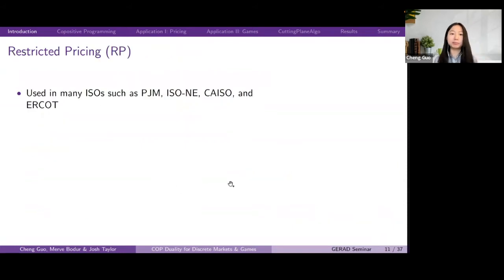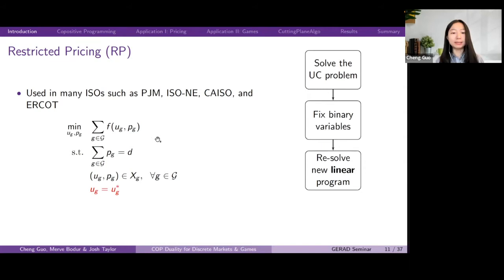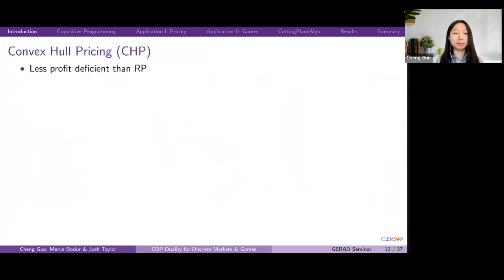The first one is the most famous and most widely used in the US energy market. It's a restricted pricing scheme. What they do is solve the mixed integer program as it is, and then they fix the binary variables. In this way, you get a linear program. Then you can resolve the linear program and get the dual price. The problem with this pricing scheme is that the generators are not necessarily profitable. So we could still have the missing money problem, and we will need some subsidies to make up for that deficit, which could distort the market.